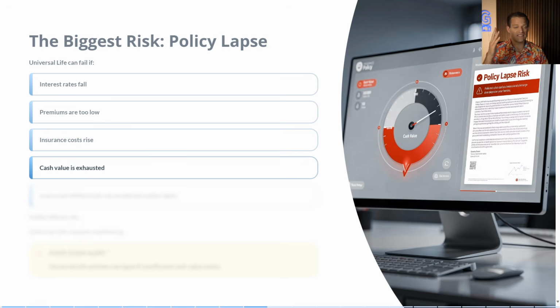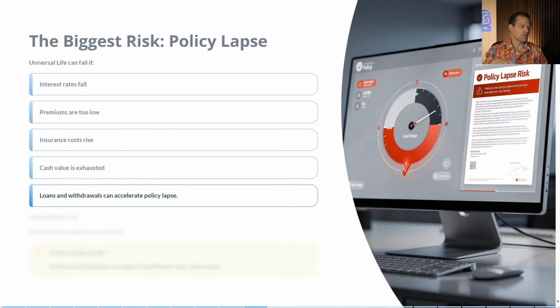Cash value is exhausted. If you blow through the cash value through borrowing, or because you're using it to pay the difference between your minimum premium and what's required to keep it in force, it will eventually reach zero. And loans and withdrawals can accelerate policy lapse. So unlike whole life, here's the takeaway: universal life needs a lot of monitoring.